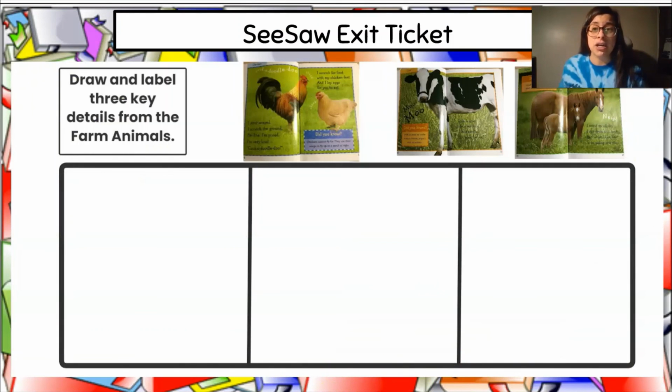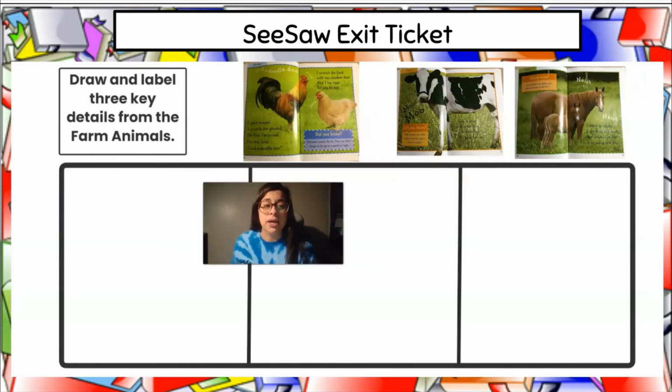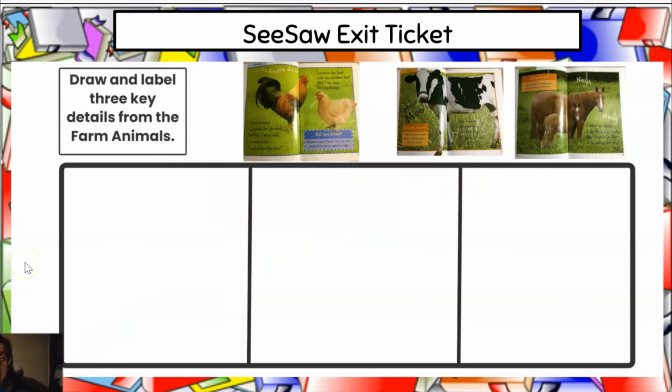Today in Seesaw, you're going to be looking at 3 more pages from Farm Animals. You're going to be looking at the page about the chicken, the page about cows, and the page about horse. Then you're going to draw and label 3 key details from the farm animals. So you're going to draw and label a key detail from the chicken page, draw and label a key detail from the cow page, and draw and label a key detail from the horse page.